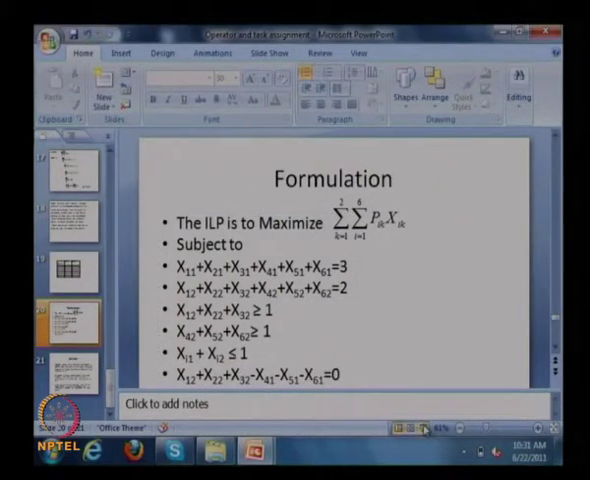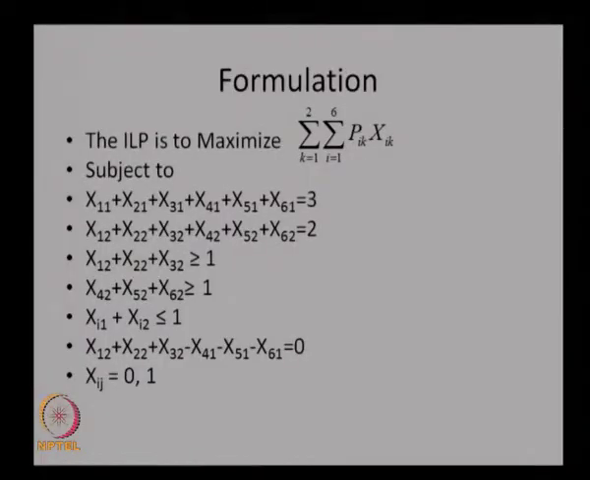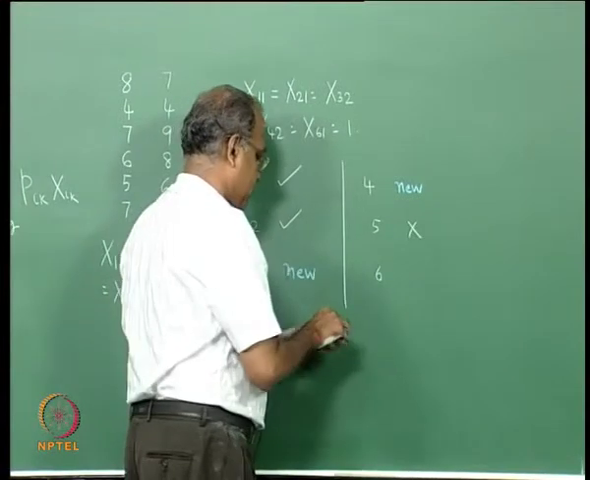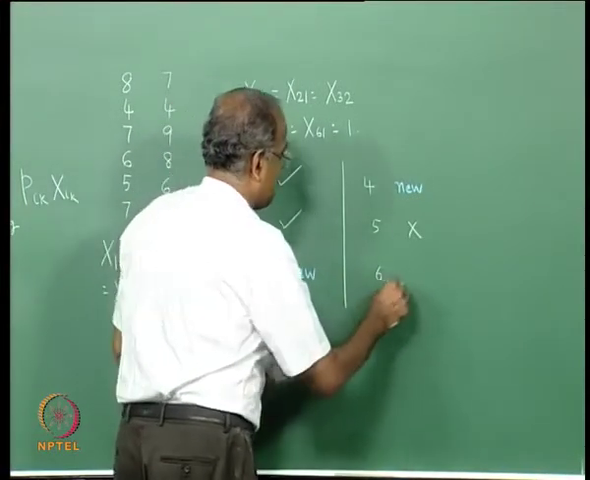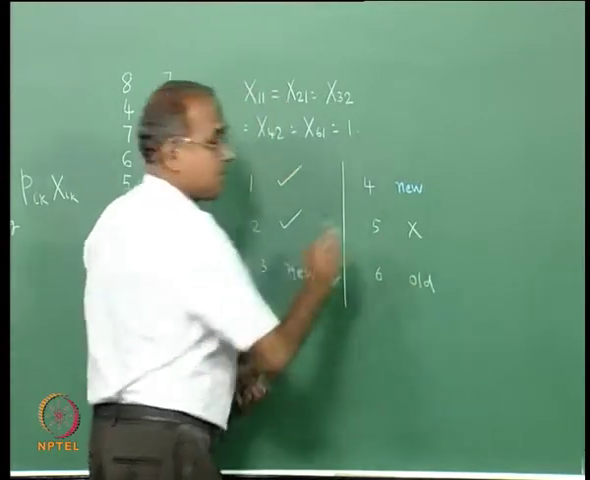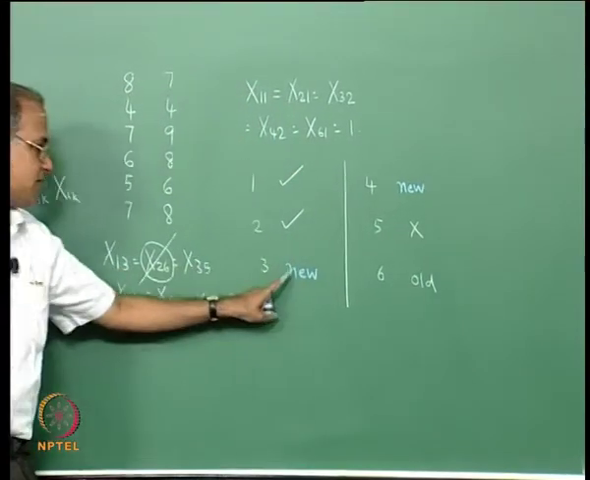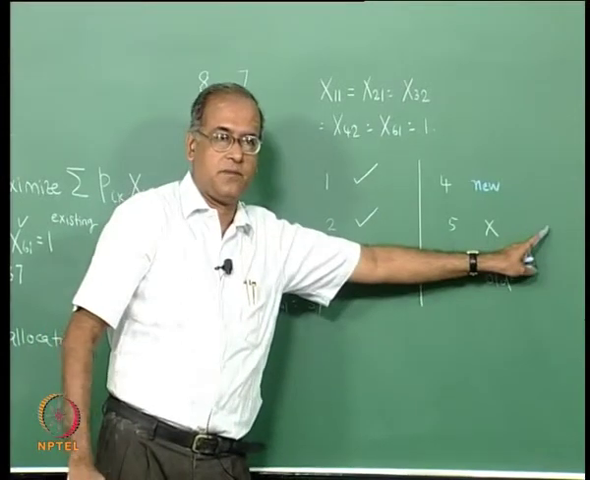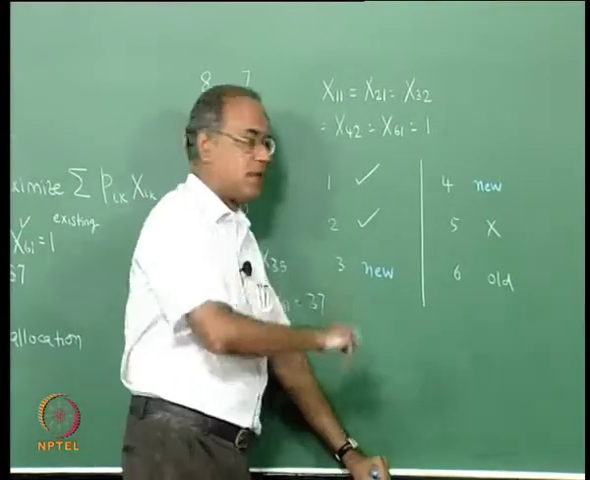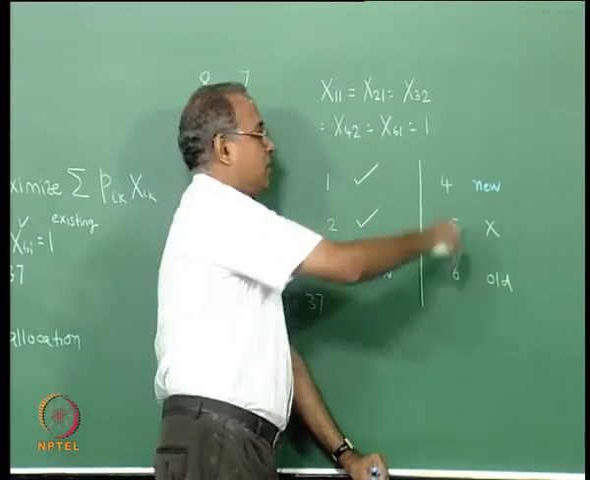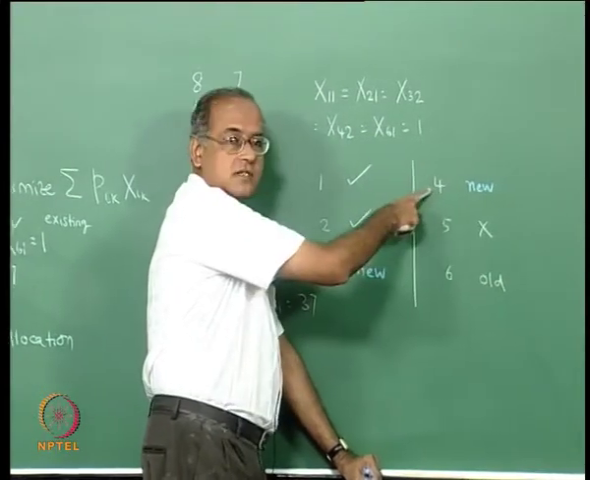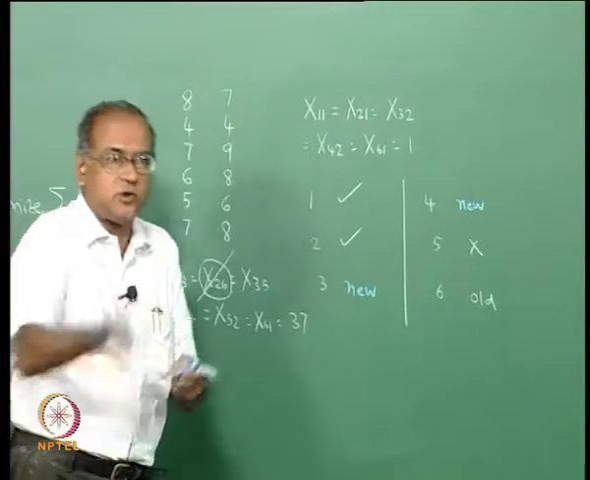So, this is 2 and not 3. So, this person has no allocation, and x61 is 1. So, this person goes to old. So, one of this person comes to the new cell, and that person is replaced by a new operator going to the old cell. Out of the 3 new operators, this person is chosen to work in the new cell.